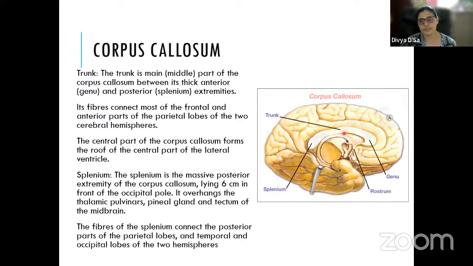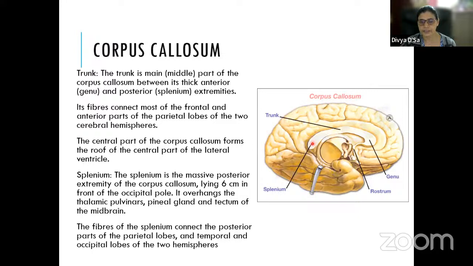Then we have the trunk. This is the trunk. The trunk is the middle part of the corpus callosum, and it lies between its anterior end, that is genu, and posterior end, that is splenium. These fibers of the trunk will connect most of the frontal as well as the anterior parts of parietal lobe of the two cerebral hemispheres. The central part also forms the roof of the central part of lateral ventricle.